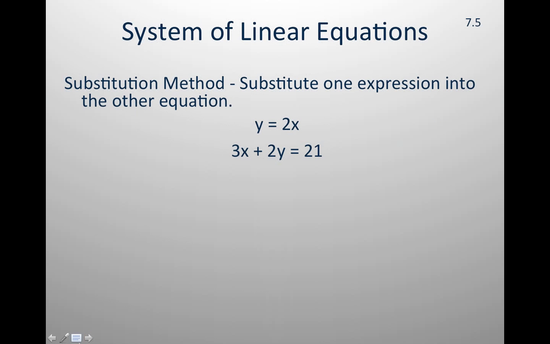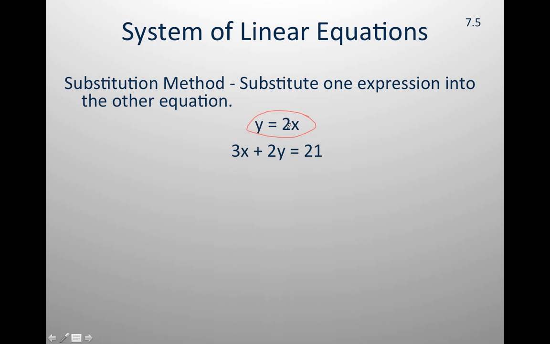Okay, the next method we'll look at is the substitution method. The substitution method works when one of the equations is written in slope-intercept form. And so that top equation, y equals 2x, is written in slope-intercept form. That's y equals mx plus b. In this case, b is 0.